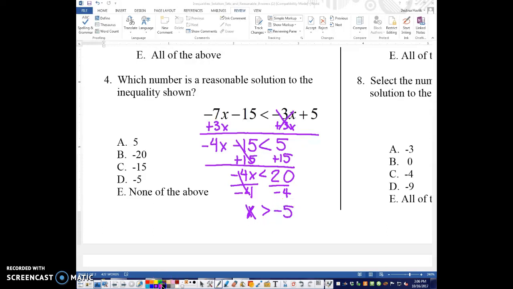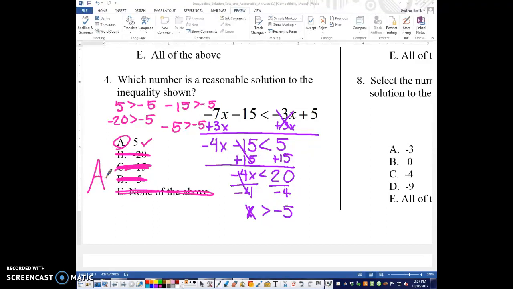So let's test this. Is 5 greater than negative 5? Yes. Is negative 20 greater than negative 5? No. Negative 20 is further down. Is negative 15 greater than negative 5? No. Negative 15 is deeper underwater. Is negative 5 greater than negative 5? No, because it's not equal to. And it's not none of the above. The answer will be A. Okay?